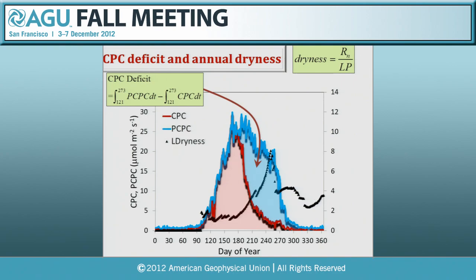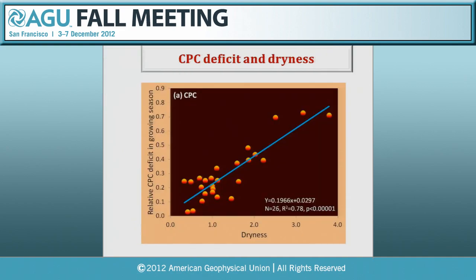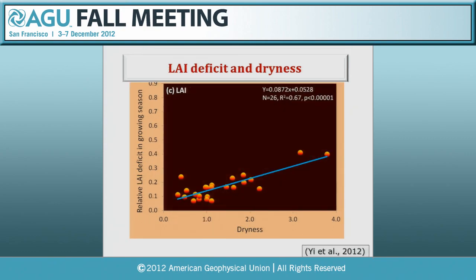And we can integrate this CPC deficit, that is equal to the area. What is the relationship between this CPC deficit and annual dryness, not local dryness? So this is the growing season CPC deficit, and the axis is annual dryness. It has very good correlation. This is for LAI, that's the LAI deficit against annual dryness.